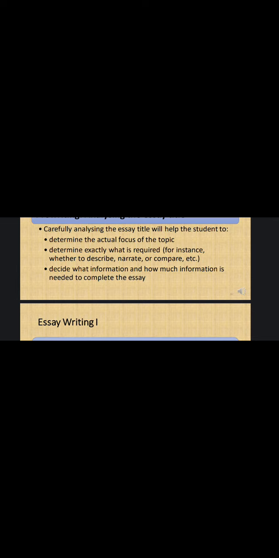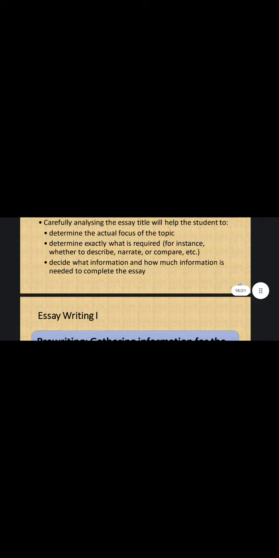And also, thirdly, it helps you in deciding what information and how much information is needed to complete the essay. So these are the 3 importance of analyzing the essay title. Now, after analyzing the essay title, that you know what you are going to do, it will just help you to gather more information for the essay.